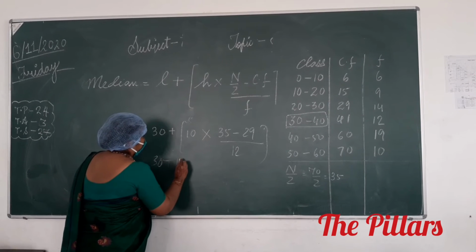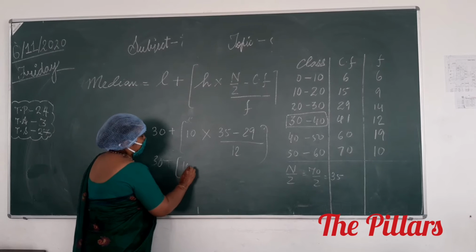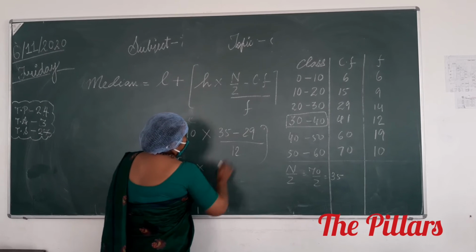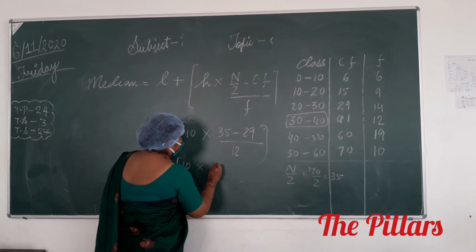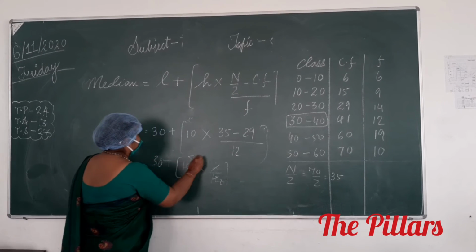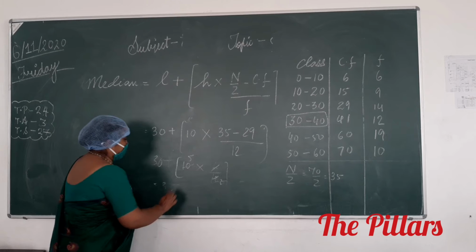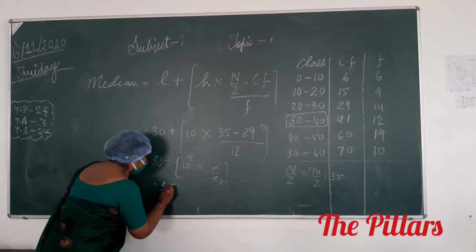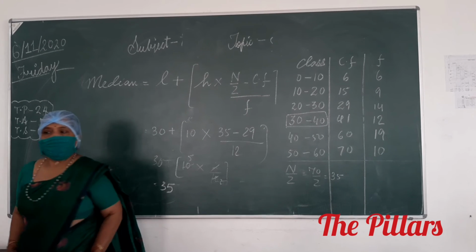30 plus 35 minus 29 is 6. Very good. Somebody has taken out. Good. 6 by 12 is very simple. It goes by 2 times. So 35 is the median. 35 is the median. Very good. Good.